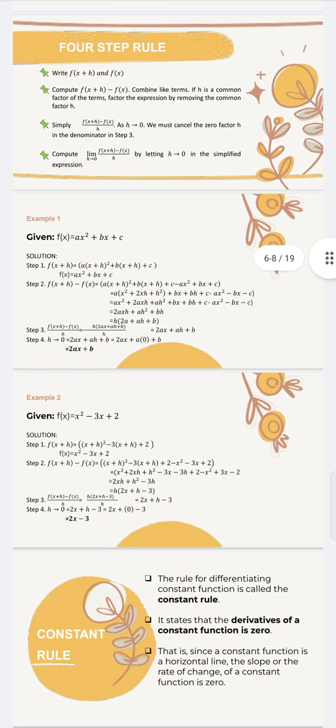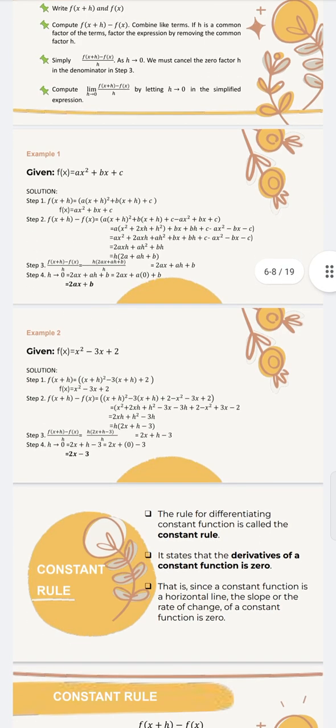The example given is f(x) equals ax squared plus bx plus c. Then the solution: step 1, step 2, and then step 3. Step 4, the final answer is 2ax plus b.